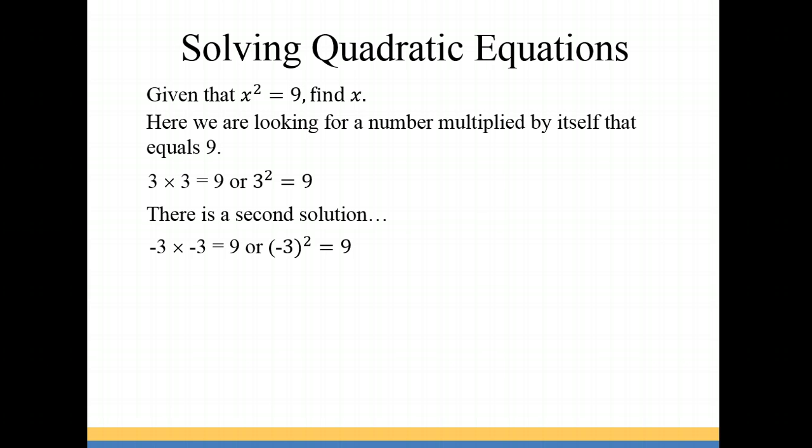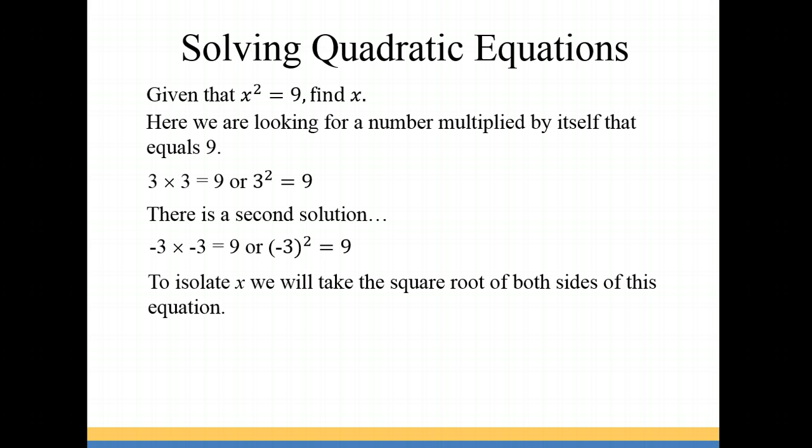But there is a second solution, and that solution is negative 3. Because when you multiply negative 3 times negative 3, you also get positive 9. Remember that two negatives multiplied together give you a positive. Or you could say that negative 3 squared is equal to 9.